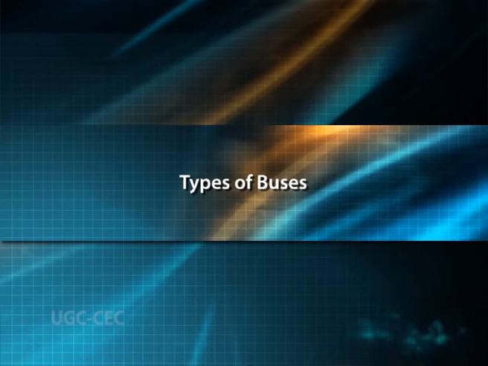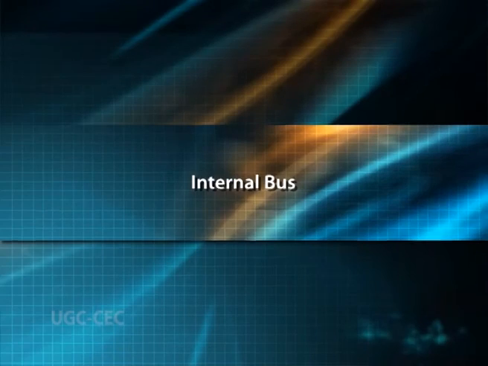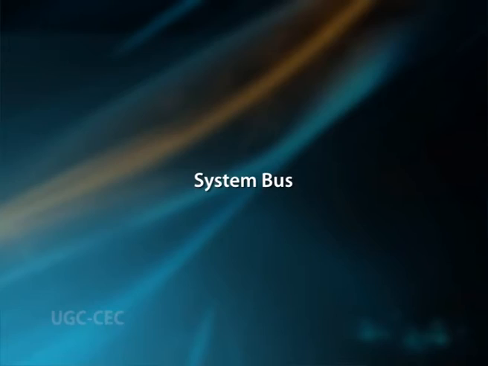Types of buses. Mainly, a computer's bus can be divided into two types: internal bus and external bus. Internal bus. A bus or set of wires which connects the various components inside a computer is known as an internal bus. As it is used for internal communication purposes, it connects various components inside the cabinet like CPU, memory and motherboard. It's also known as a system bus.